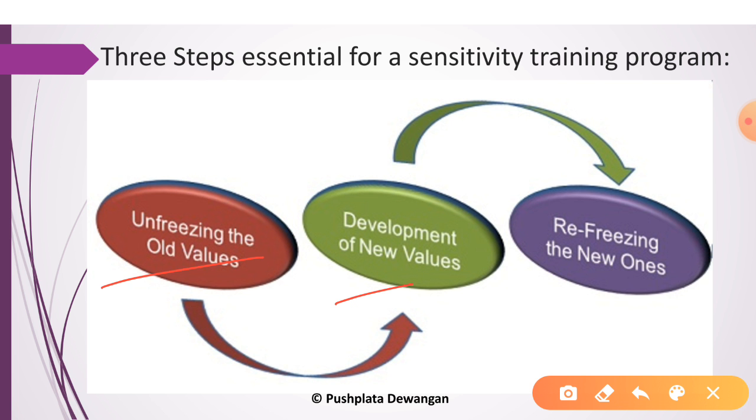With the beliefs formed through interaction with each group member, the individual tries to freeze the perception or the behavior in his mind. The success of sensitivity training depends upon how the trainee gets an opportunity to practice their new behavior at their workplace. So these three are basically Kurt Lewin's methods of change, that is unfreezing, changing or moving, and then again refreezing.